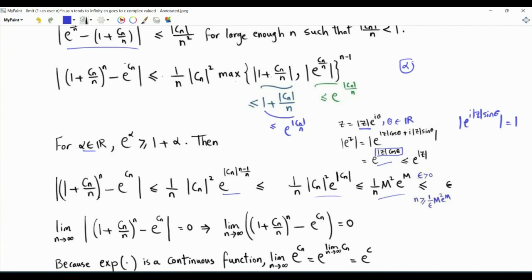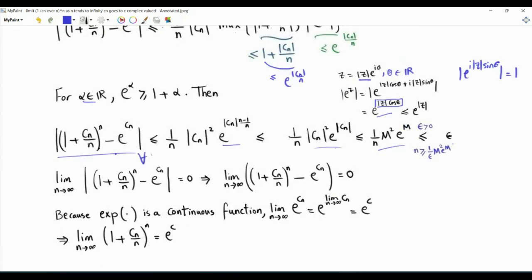Given any strictly positive epsilon, by choosing n to be greater than or equal to 1 over epsilon, M squared e to the M, we can make this upper bound less than epsilon, and so this magnitude is less than epsilon. For every epsilon greater than 0, this magnitude here is less than epsilon for sufficiently large n. And this is exactly the meaning that a quantity tends to 0 as n tends to infinity. Okay. So this limit is equal to 0.